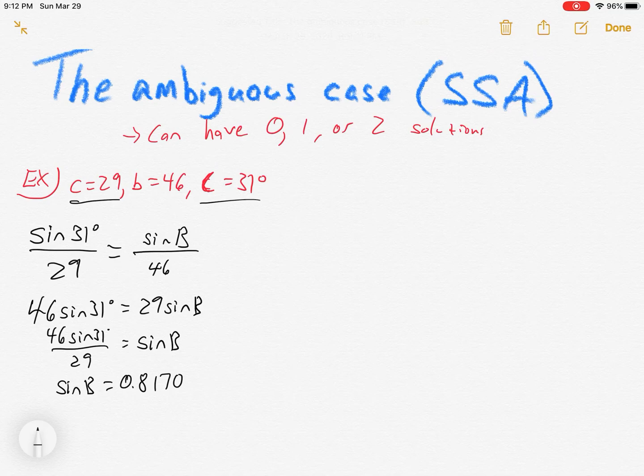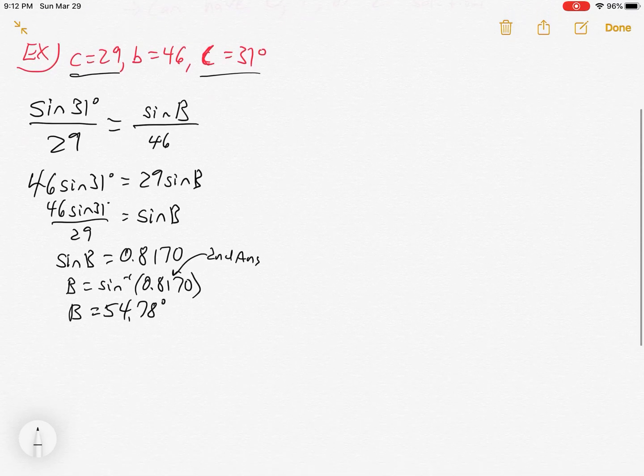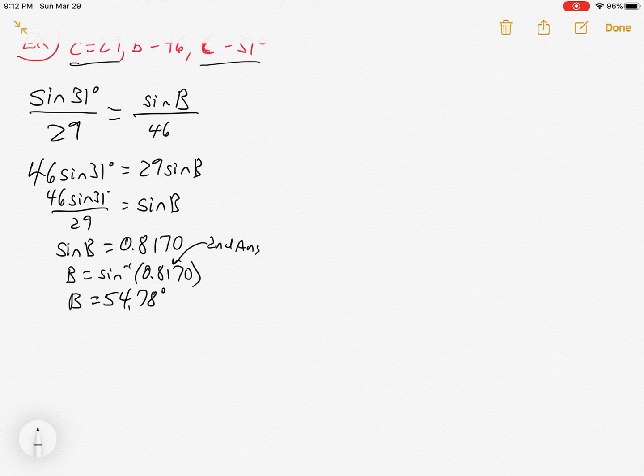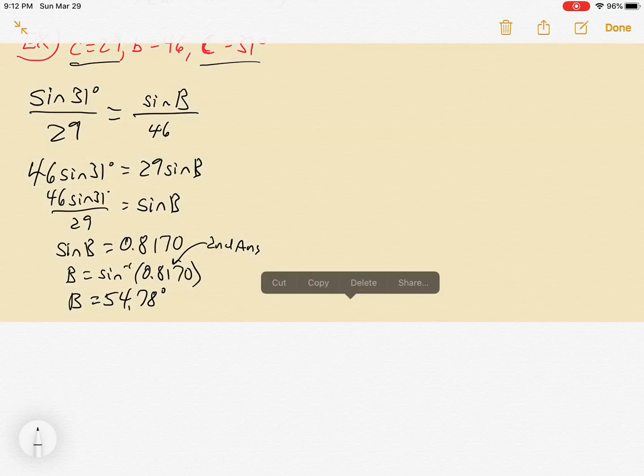So I put this in my calculator. Remember how you do this? You do second sine of second answer. Don't type in this number. Do second answer. And you're going to get 54.78 degrees. Okay? And here's the tricky part.